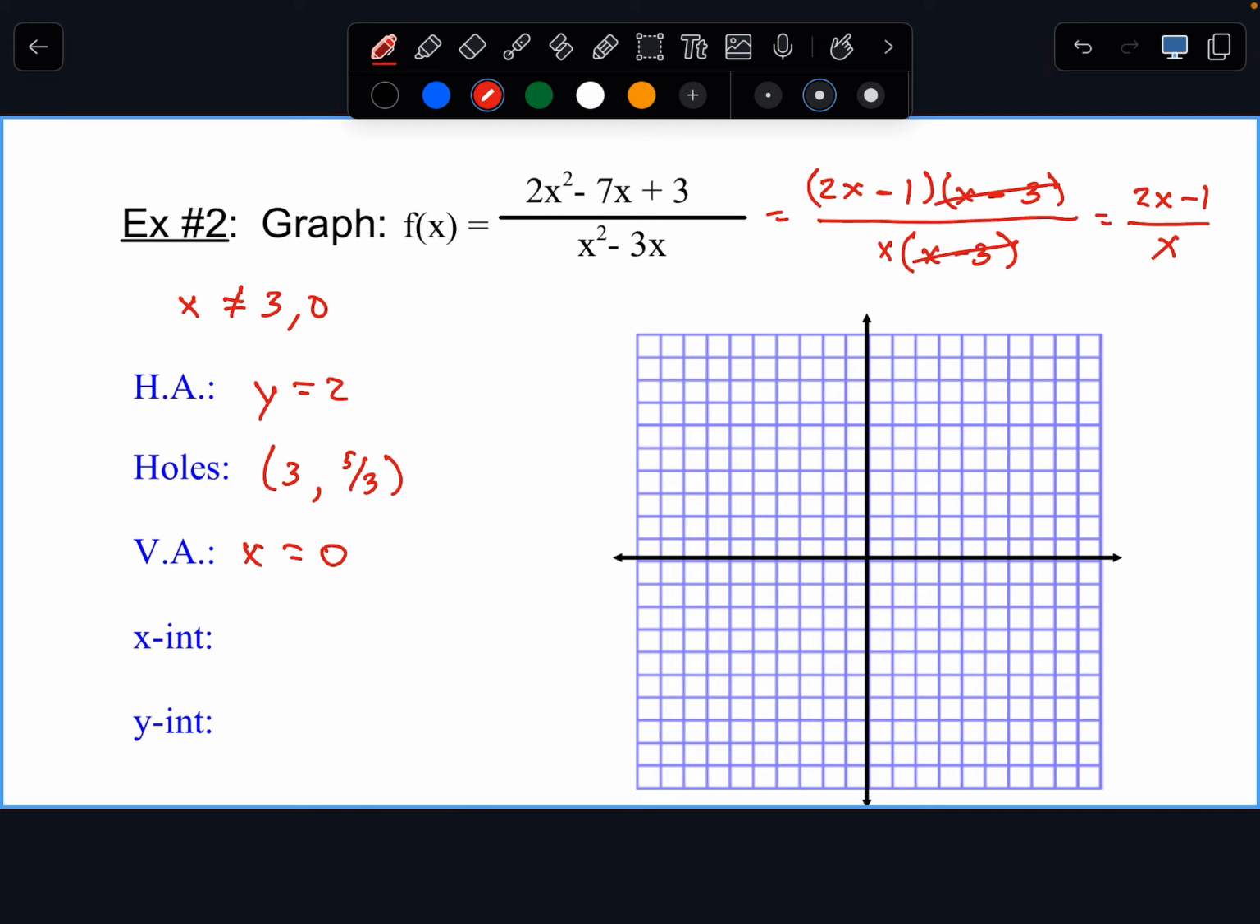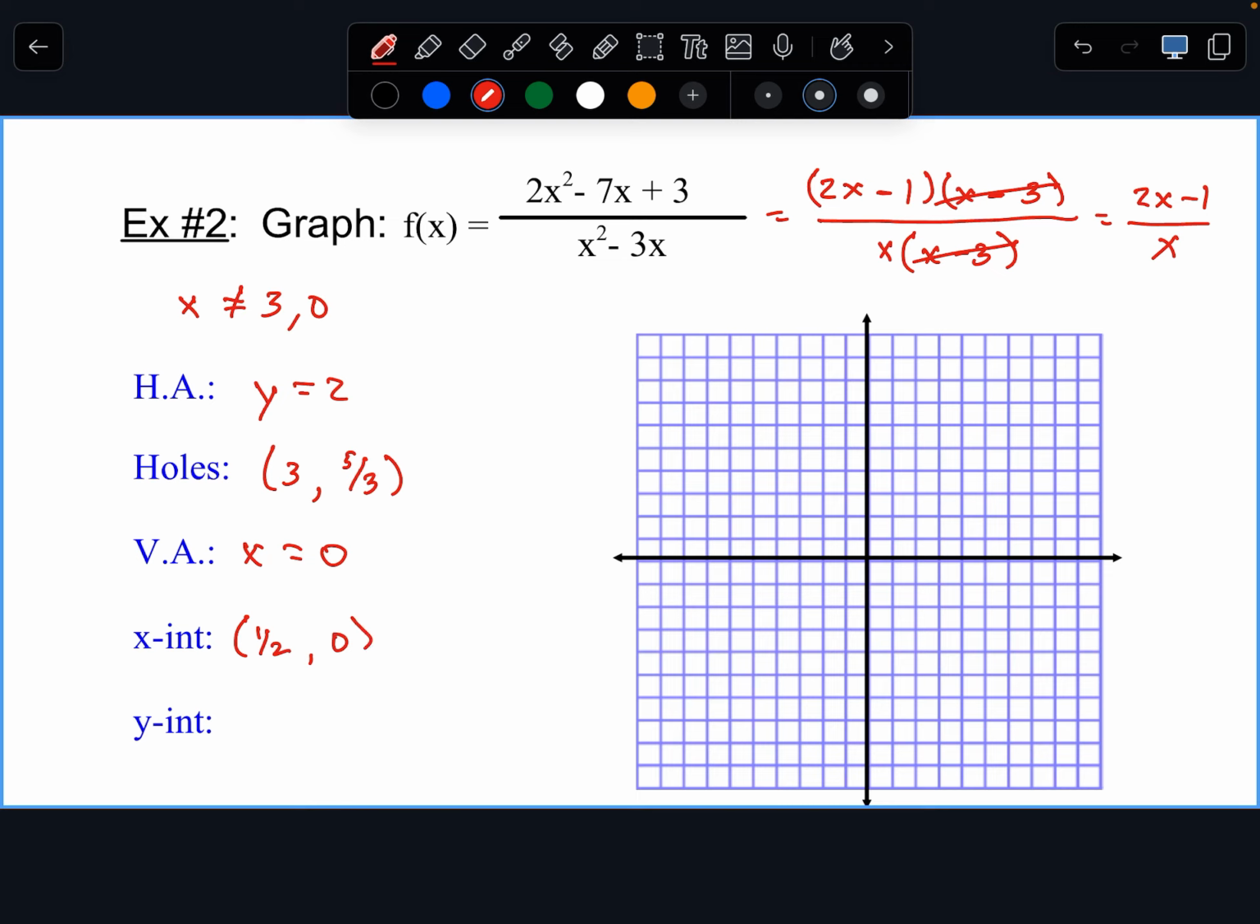All right, and now, only thing left. Let's find a couple other points to help us. X-intercept, when y equals 0, which we said when you're dealing with fractions, is whenever the numerator equals 0. When does the numerator equal 0? Yeah, 1/2. Set the numerator equal to 0 and solve. So we have an x-intercept of 1/2, 0.